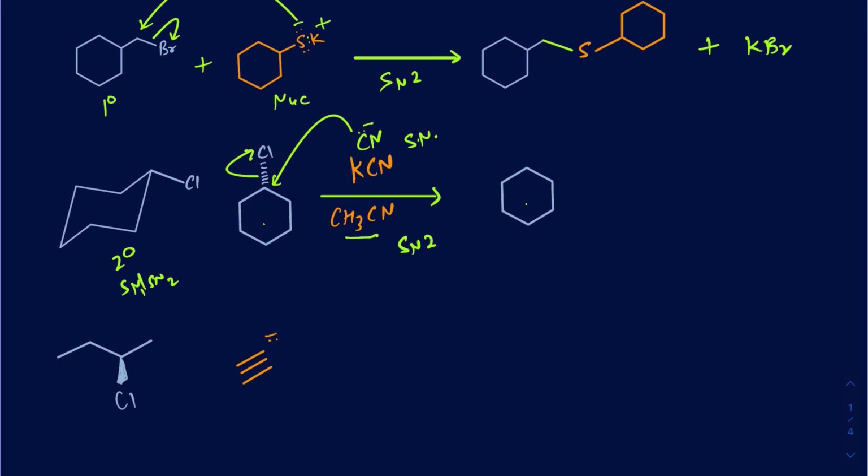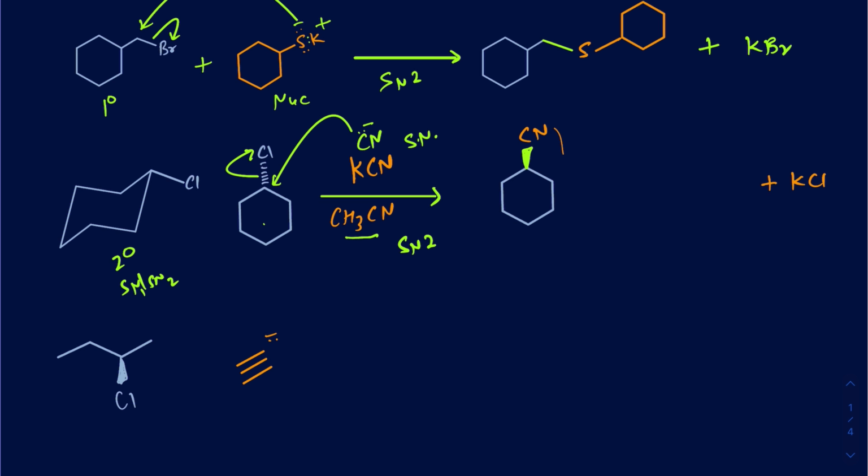So maybe first I want to draw the two-dimensional form of it, and then I'll worry about drawing it into the chair form. I want to get that coming out of the page now, and I would have the CN here as my nucleophile attached there. And along the side, you're going to be making KCl.